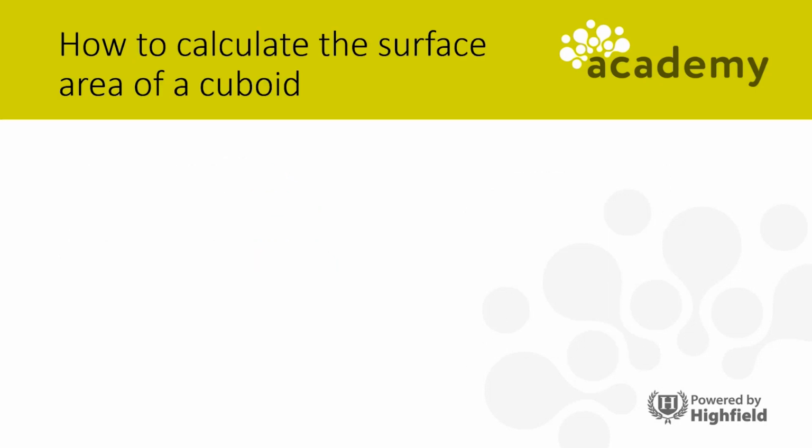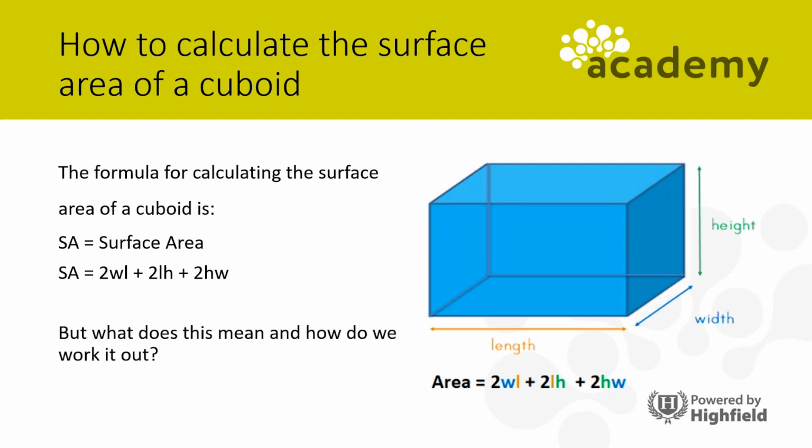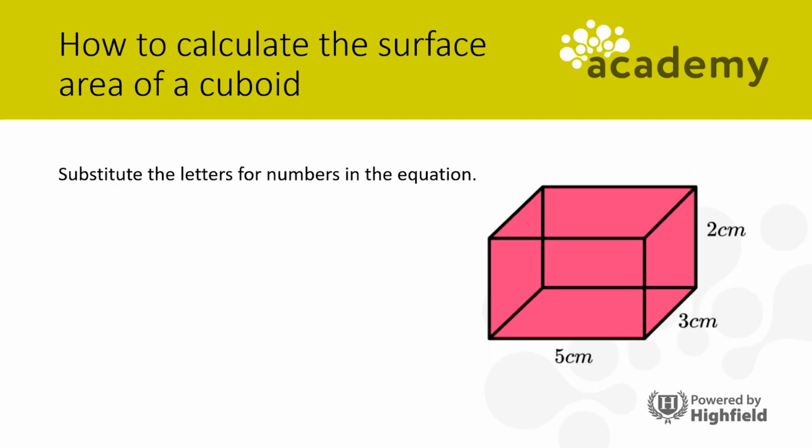Let's look at how to calculate the surface area of a cuboid. Now, the formula for calculating the surface area of a cuboid is 2 times width times length, 2WL plus 2LH plus 2HW. But what does this mean and how do we work it out? So let's substitute the letters for numbers in the equation.